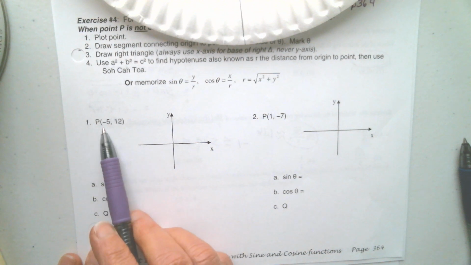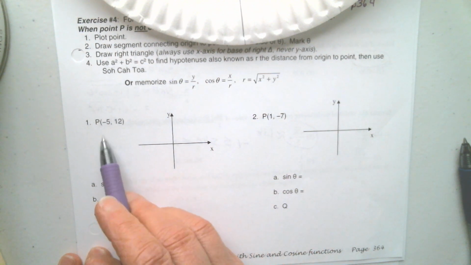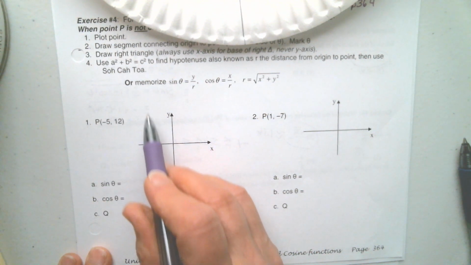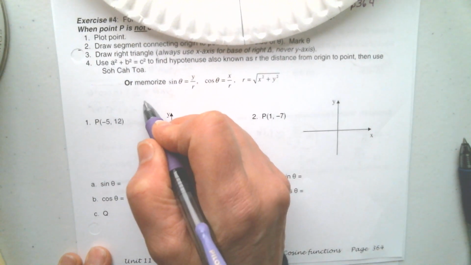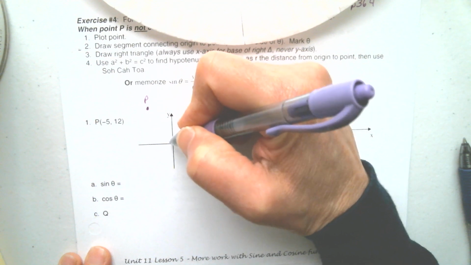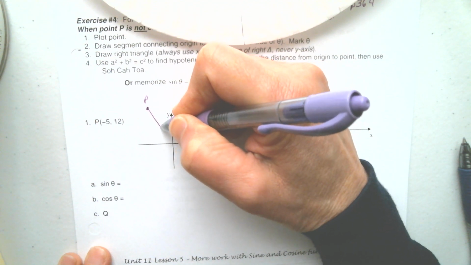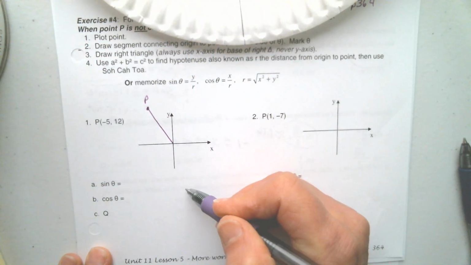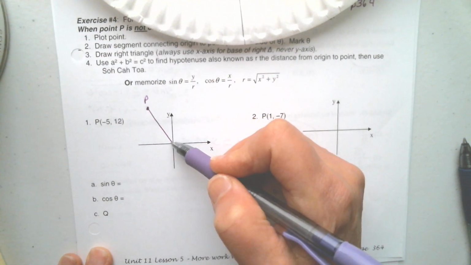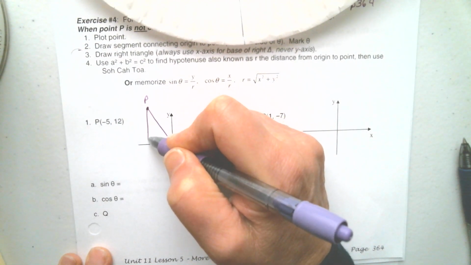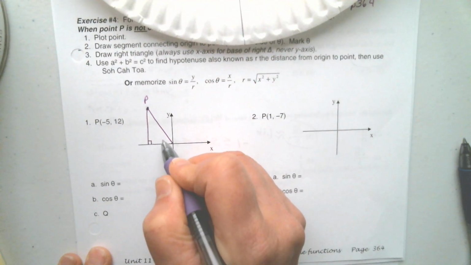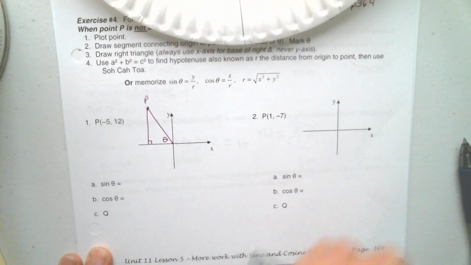So we have the point P, negative 5, 12. Well, negative 5, positive 12. So I mark a point up there. There it is. There's our point P. Connect the point to the origin. Right? Make this so that this is now the hypotenuse of a right triangle. So we drop a perpendicular down, label our angle theta.